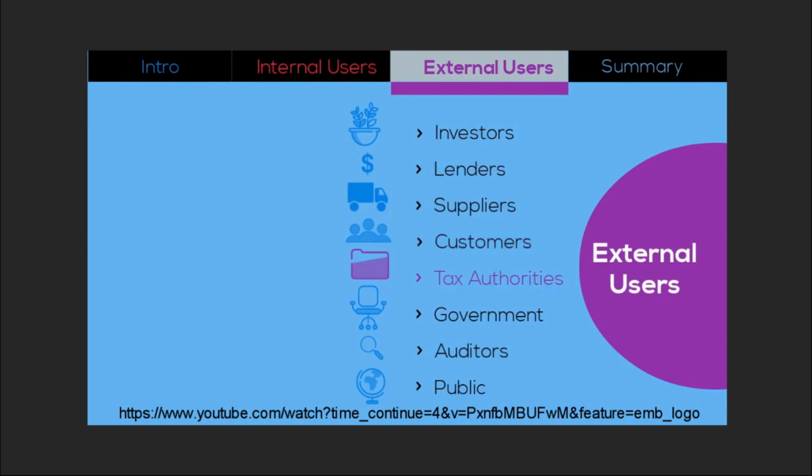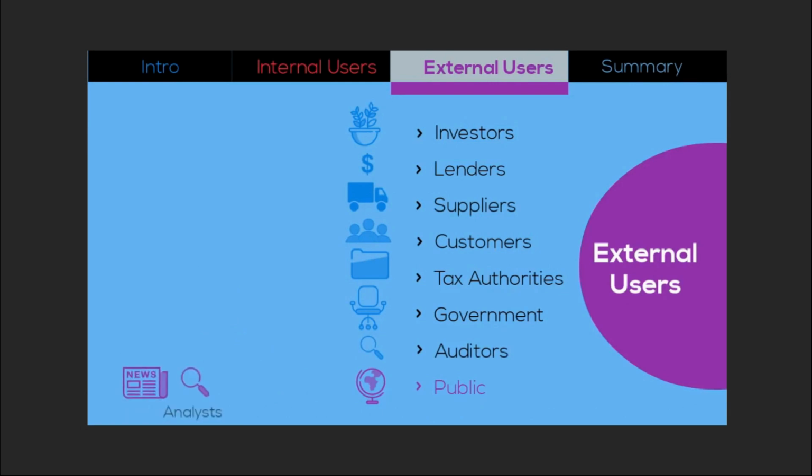Tax authorities review accounting information of businesses to determine whether they declared the correct amount of tax in their tax returns. Regulatory agencies of government review accounting information of organizations to monitor compliance with accounting and financial regulations. Auditors inspect the financial statements and accounting records of organizations to determine their accuracy. General public may also be interested in the accounting information of a company. These could include journalists, analysts, academics, activists, and other individuals with an interest in economic developments.